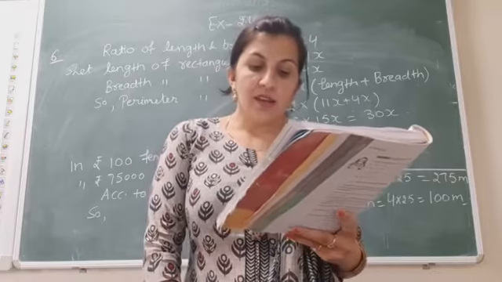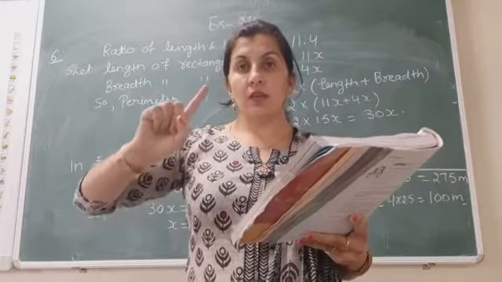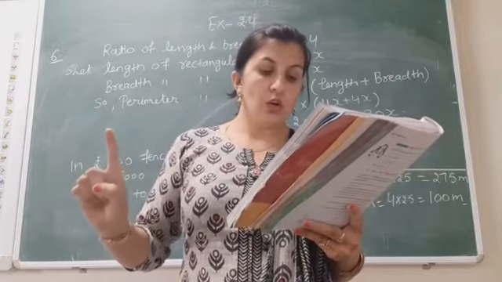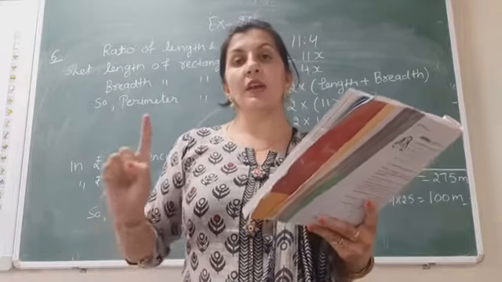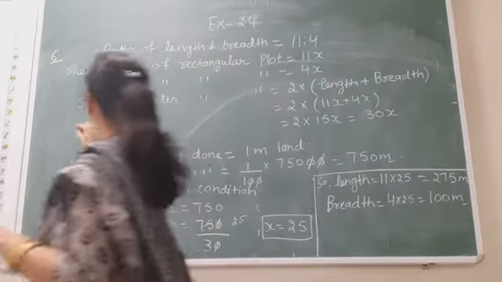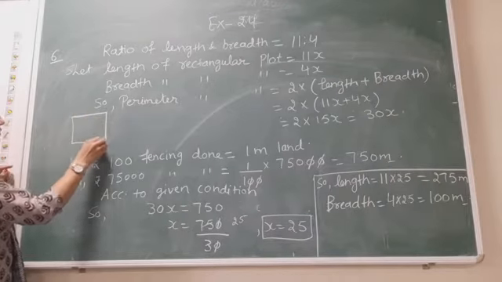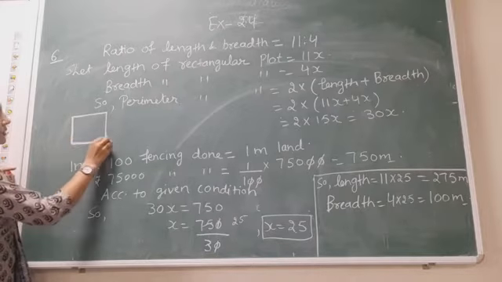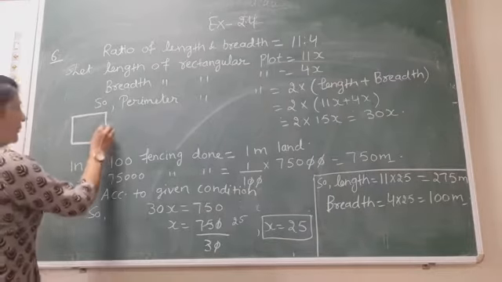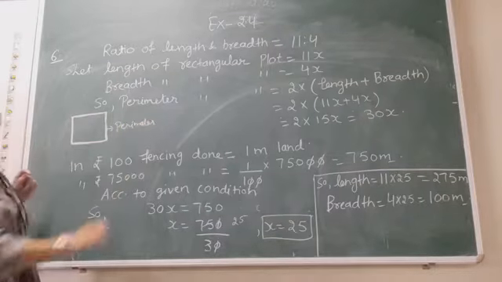At the rate rupees 100 per meter, the cost is 100 rupees for 1 meter, and the total cost to fence the plot is 75,000. If this is a plot, to fence means the outside area, where they will be putting the fencing. So what does this outside area represent? It represents the boundary, the perimeter. So we will need to find the perimeter of the rectangle.